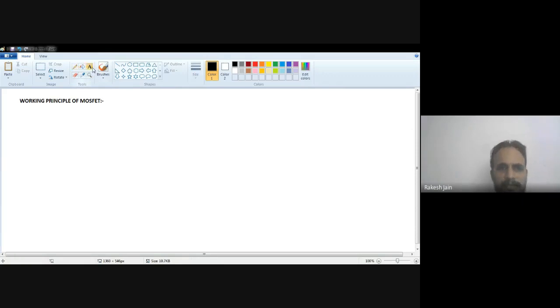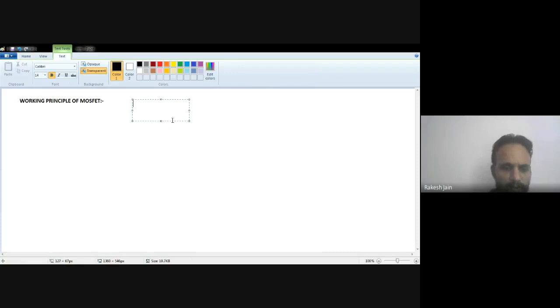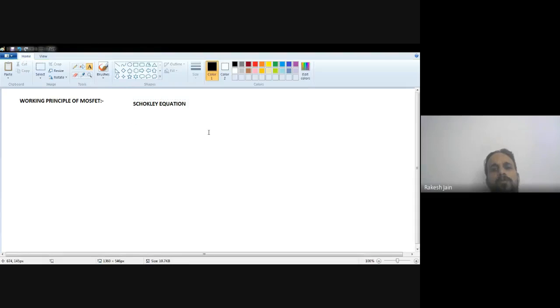What is the Shockley equation? The depletion enhancement MOSFET working principle follows the Shockley equation. Shockley says that the drain current ID is equal to IDSS times (1 minus VGS upon VP) whole square. What I want to say is that the output current is known as drain current.